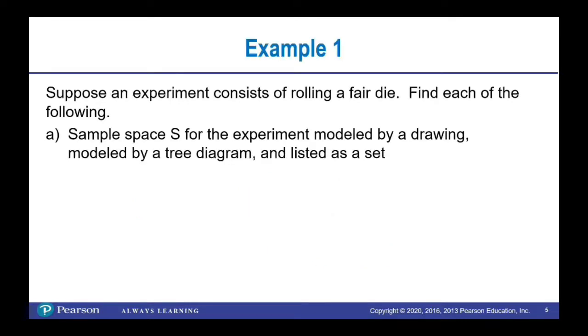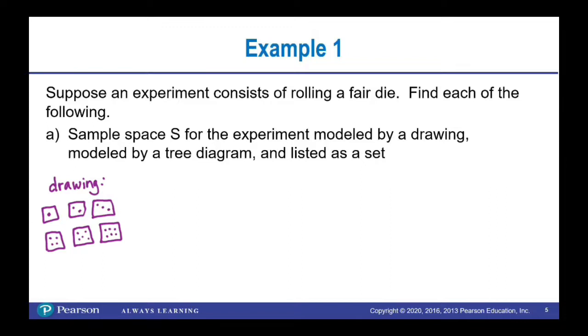So let's look at example 1. Suppose we have an experiment in which we're tossing a fair die. Now, die is one, dice is plural. In part A, we are asked to find the sample space. First, we're going to draw the sample space. So I draw each of the sides of the die. We have 1, 2, 3, 4, 5, and 6.